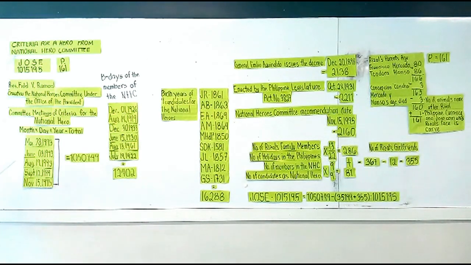1,050,749. And now, second, using the birthdays of the 6 members from the National Heroes Committee, we first searched for the exact dates of their birthdays on the internet and used the same method which was used in the first step, getting 12,402.